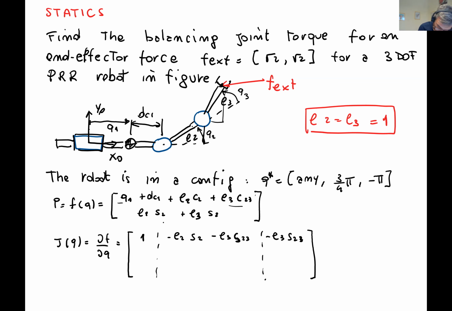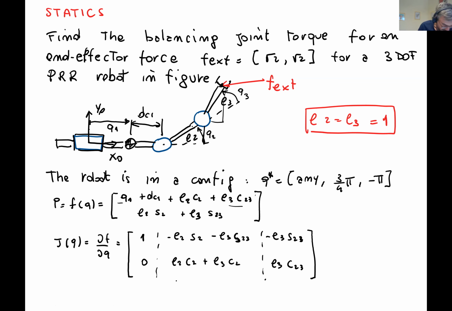Then for the second term, on the second coordinate, the y coordinate, we in essence have 0 with respect to q1. It doesn't exist in here. And then you have L2 cosine of 2 plus L3 cosine of 2, 3. And the third one is L3 cosine of 2, 3.